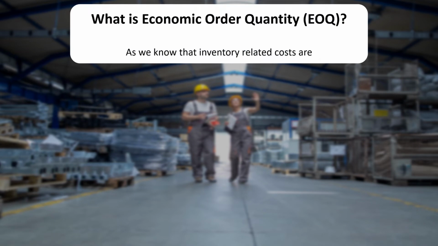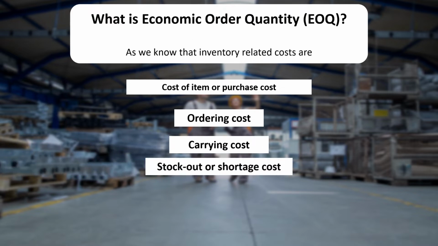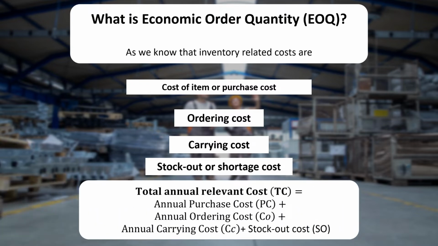Now, what is economic order quantity? Before understanding the concept of EOQ, we should first understand that inventory related costs fall into four categories: cost of an item or purchase cost, ordering cost, carrying cost, and stock out cost or shortage cost. The total annual relevant cost pertaining to inventory is the total annual purchase cost plus annual ordering cost plus annual carrying cost plus stock out cost.